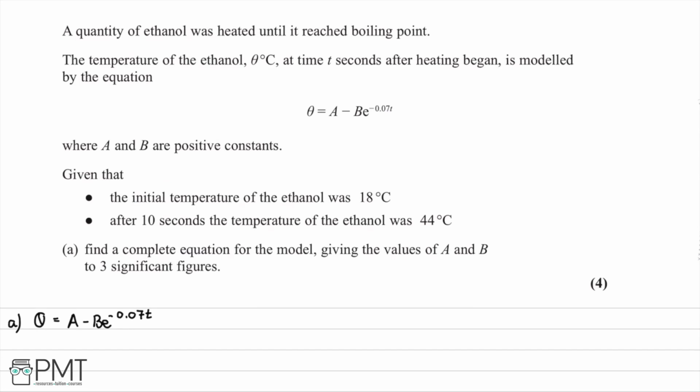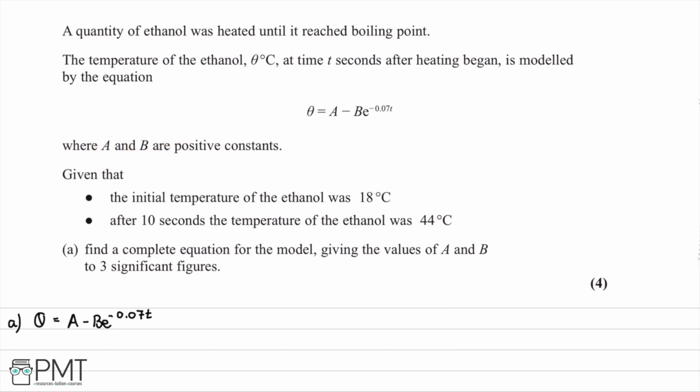A quantity of ethanol was heated until it reached boiling point. We're told that the temperature of ethanol, which is denoted by theta and is measured in degrees C, at time t seconds after heating began, is modelled by the following equation. So this equation says that we have theta is equal to A minus B multiplied by e to the power of negative 0.07 multiplied by t, and that's where A and B are positive constants.